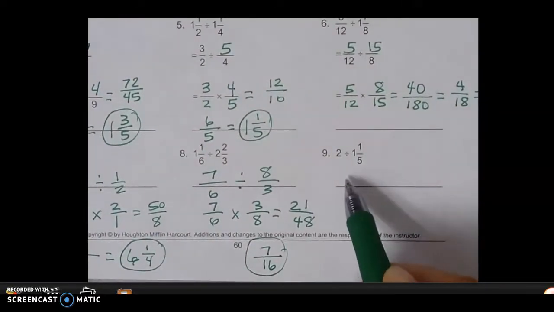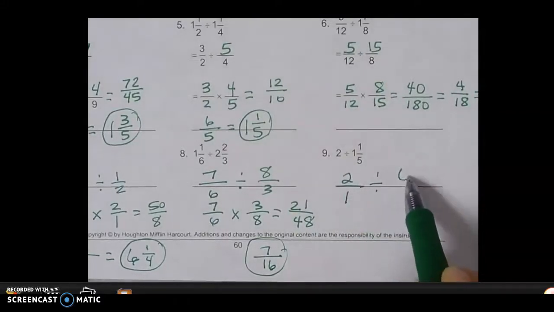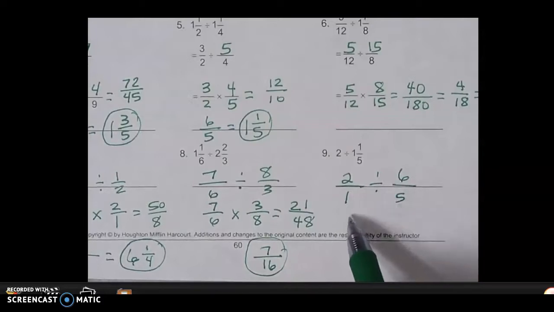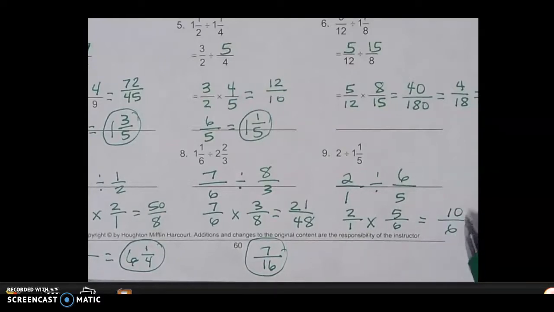And last but not least, 2, which is a whole number, divided by 1 1/5. Well, I know that 2, I'd have to write it as 2 over 1, divided by 6 over 5. Now I have 2 over 1 times the reciprocal 5 over 6, which is equal to 10 over 6. Divide both of those by 2. 10 divided by 2 is 5. 6 divided by 2 is 3. And now I can rewrite that as 1 2/3.